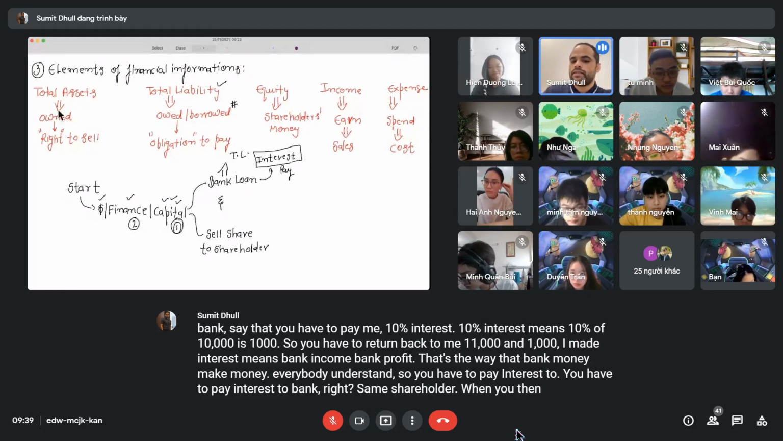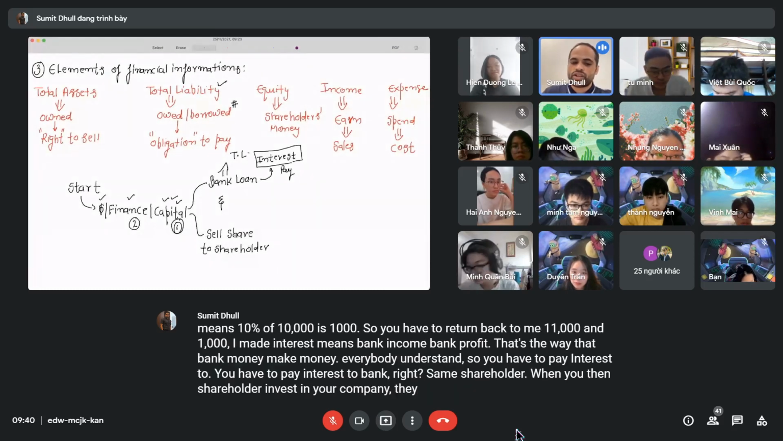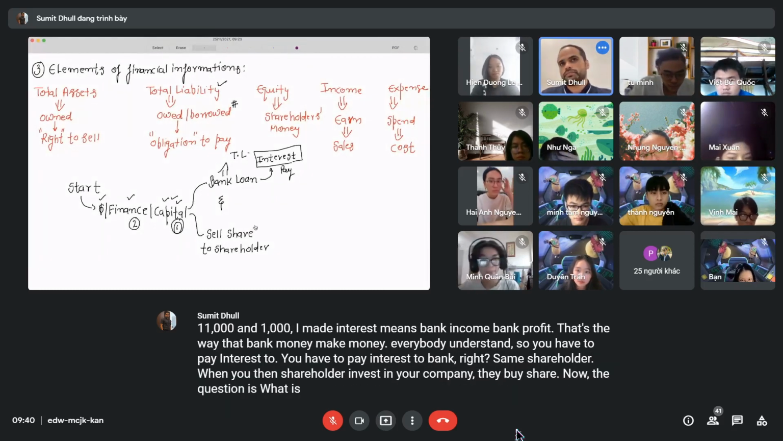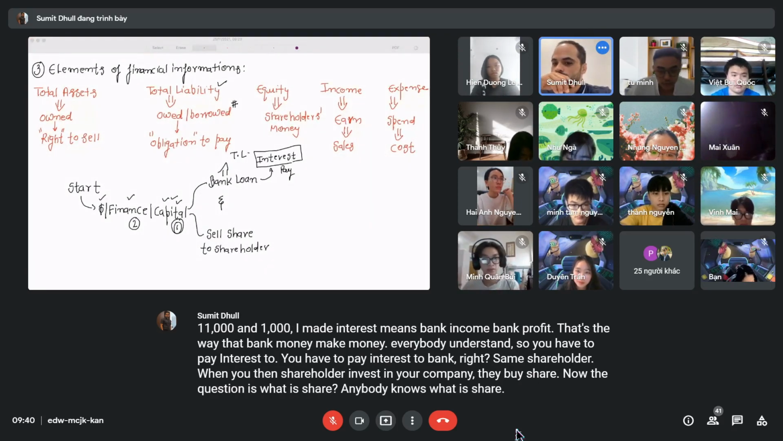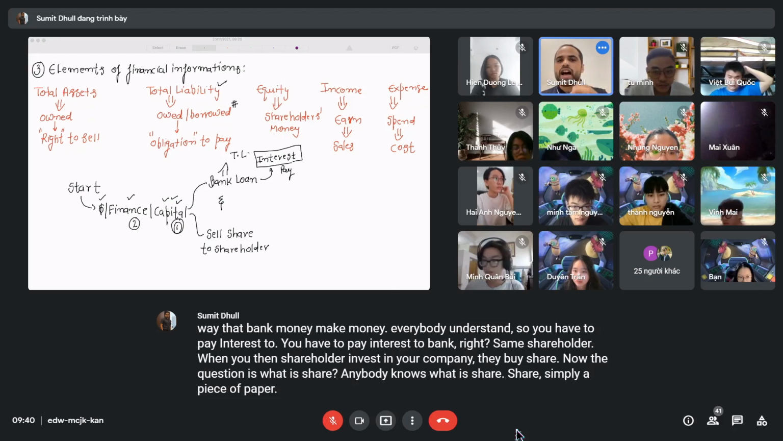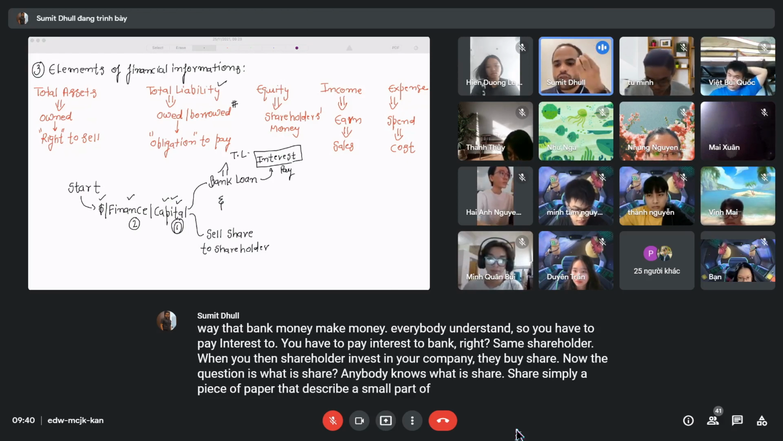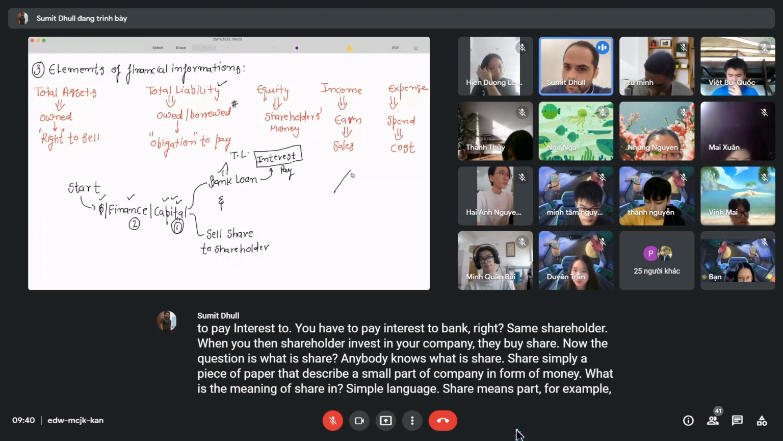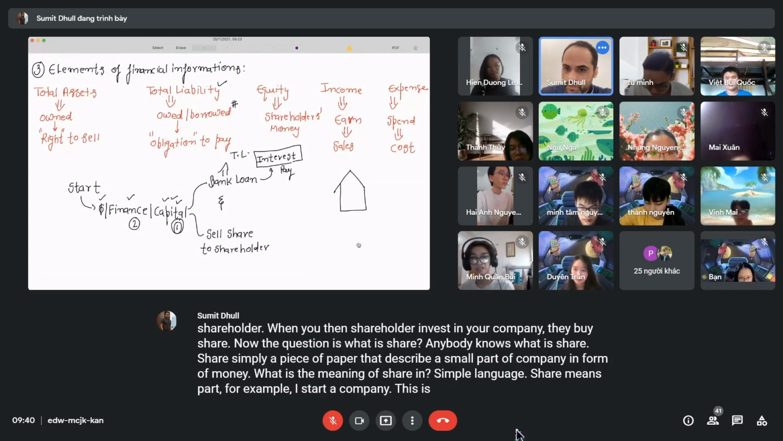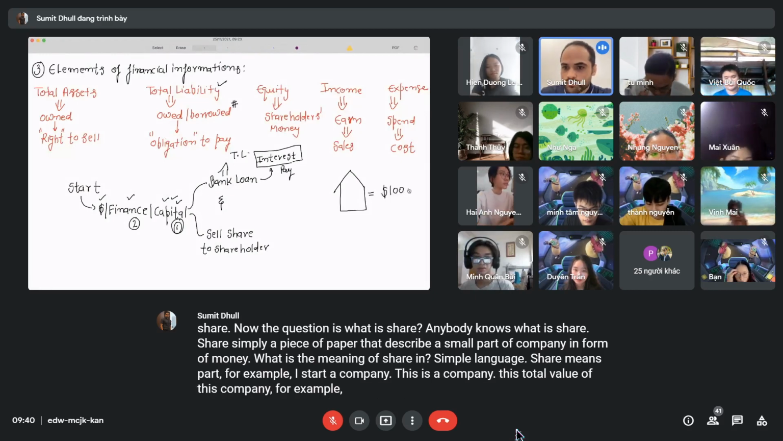Same with shareholders. When shareholders invest in your company, they buy shares. Now the question is, what is a share? Does anybody know what a share is? A share is simply a piece of paper that describes a small part of the company in the form of money. What is the meaning of share in simple language? Share means part. For example, I start a company. This is a company, and the total value of this company is, for example, $1,000. Now I want to sell my shares.